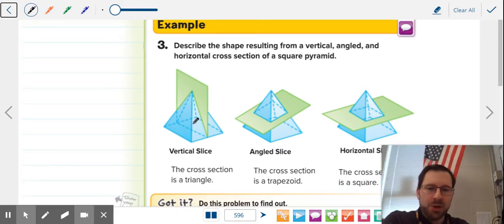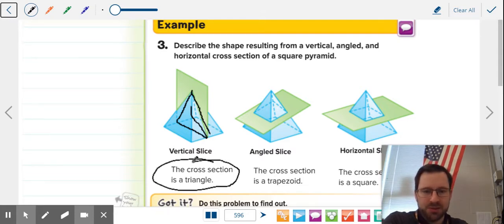So here we have a square pyramid. If I go vertical, watch what happens. This plane touches here, here, here. Whoops, missed it. Here, and that's a triangle. Okay, so that cross-section is a triangle.